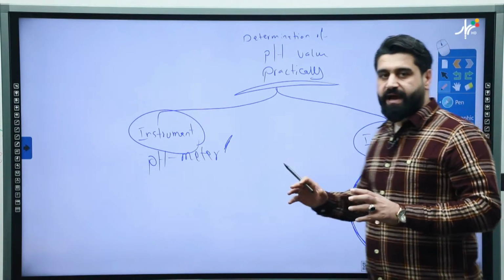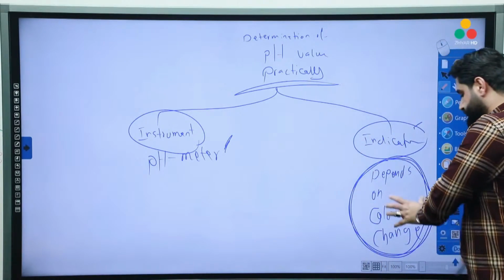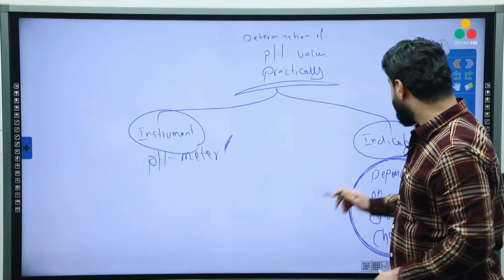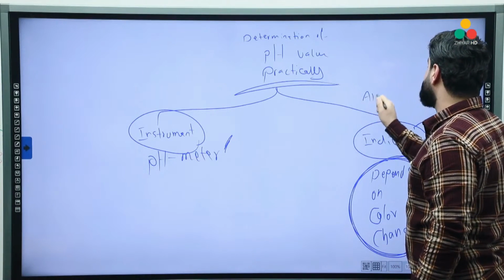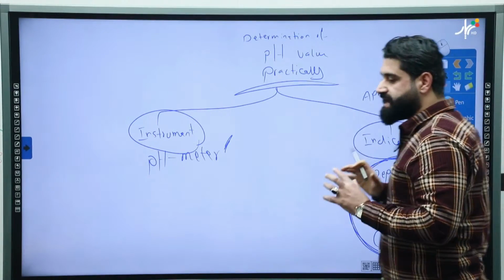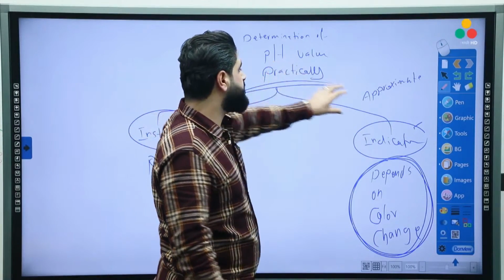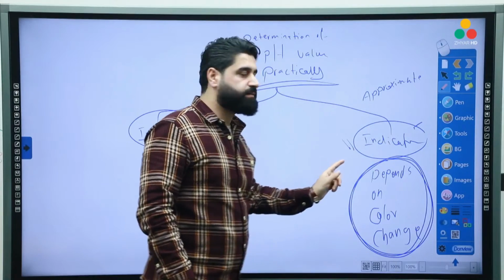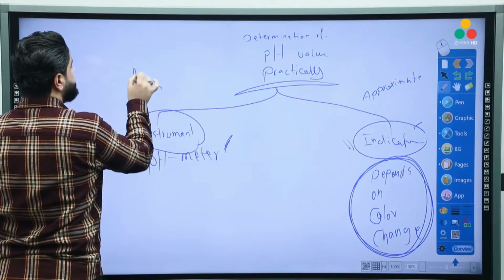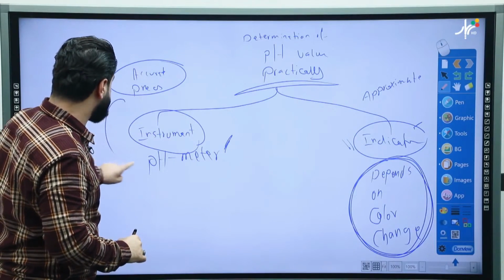An indicator identifies pH in any aqueous medium based on color change. According to the color we can decide the value of pH, but it's approximate. It's not a precise and accurate way. So how can we calculate pH value approximately? Using an indicator. But for a more precise and accurate way, we have the pH meter.